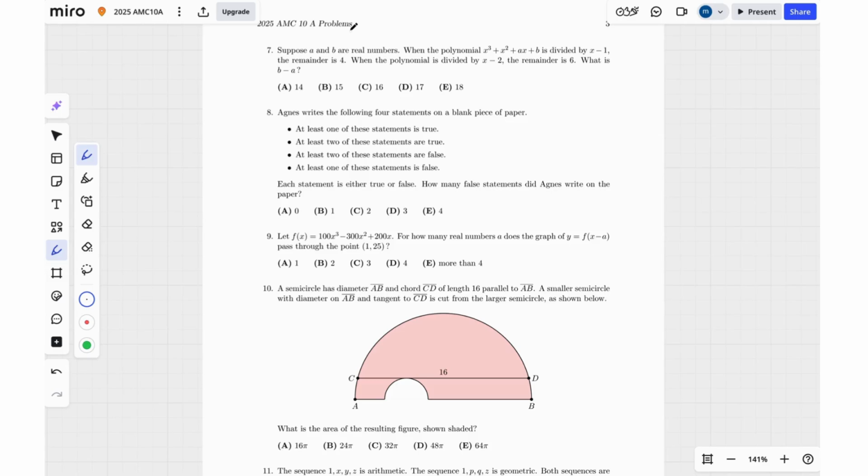Problem 7. So here we can use the remainder theorem. So basically, if we let p of x be the polynomial, then we have p of 1 equals 4 and p of 2 equals 6. So this means that a plus b equals 2, and then we have 2a plus b equals negative 6. So we have a equals negative 8, b equals 10. So b minus a is 18.